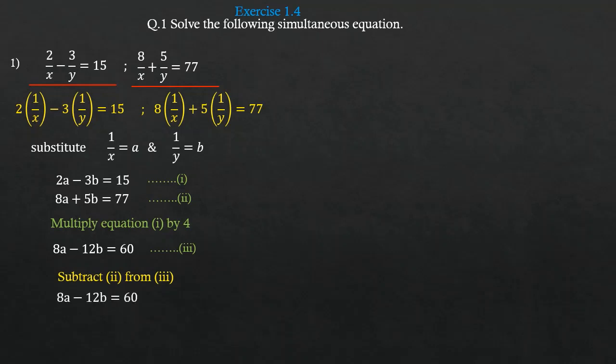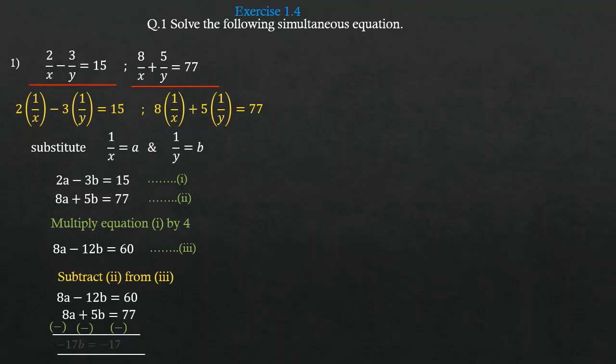So we write down equation number 3. Below that we'll write down equation number 2. And since the signs of 8a in the first equation and 8a in the second equation, which we are subtracting, are the same, we are doing subtraction, and whenever we are doing subtraction, signs are changed. So jo plus hoga wo minus, jo plus hoga wo minus, jo plus hoga wo minus. Keep in mind this change is very important.